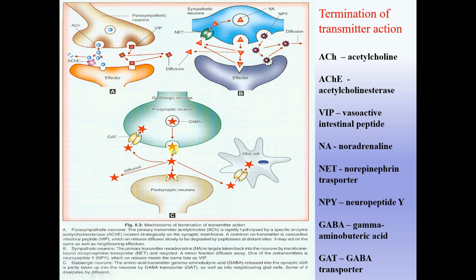GABAergic neuron. The amino acid transmitter gamma-aminobutyric acid, released into the synaptic cleft, is partly taken up into the neuron by GABA transporter as well as into neighboring glial cells. Some of it dissipates by diffusion.